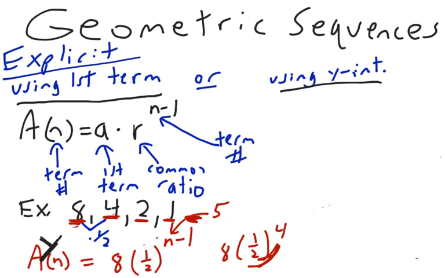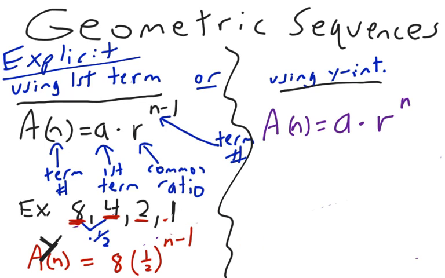Now let's look at using the Y-intercept. So that's the way that your book uses, on the left, using the first term. You also need to know it using the Y-intercept. And we're going to use a table to come up with that. And this looks very similar. We can use the same letters so we're not confused.